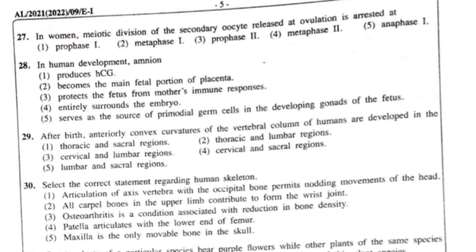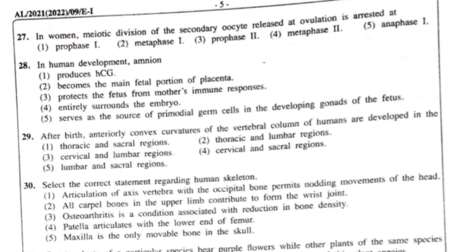Question number 28 is about human development and they're talking about the amnion. So the first answer is wrong because HCG hormone is produced by the chorion and the placenta. The second statement is also wrong, because it is a function of the chorion, not the amnion. The third statement, again it is wrong. Protecting the fetus from mother's immune response is again a function of the chorion.